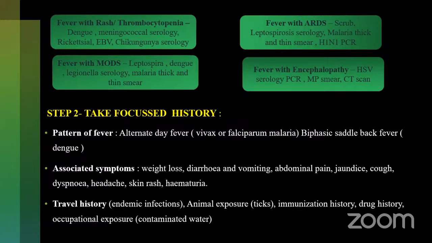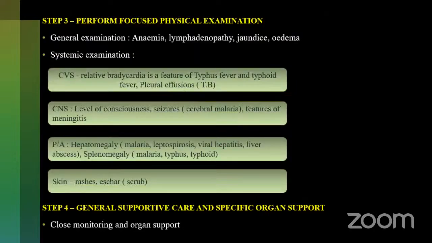Step 2 is to take a focused history. We need to look at the pattern of fever: alternate day fever as seen with vivax or falciparum malaria, or a biphasic saddleback fever as seen with dengue. Other associated symptoms like weight loss, diarrhea, abdominal pain, and other constitutional symptoms. Any travel history to endemic locations, animal exposure that can increase the risk of tick-borne infections, immunization history, and occupational exposure, wherein there could be increased exposure to contaminated water.